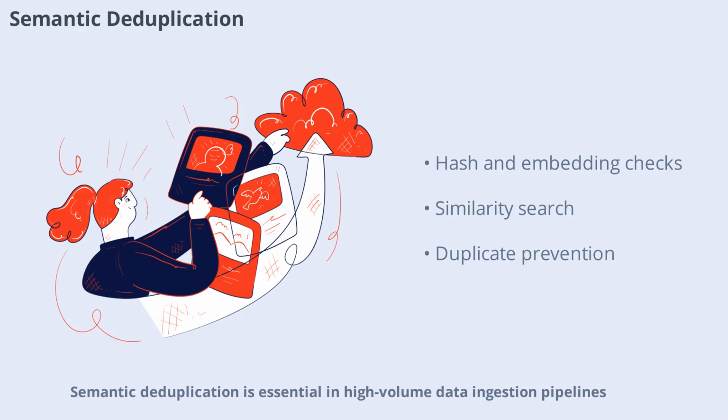Semantic deduplication is essential in high-volume data ingestion pipelines. As new data blocks are processed, hashes or high-density embeddings are calculated. A fast similarity search checks for matches with existing vector collections. If a new block closely matches an existing chunk, it's discarded or merged, saving index space and preventing duplicate context retrieval. This keeps the knowledge base clean and efficient.